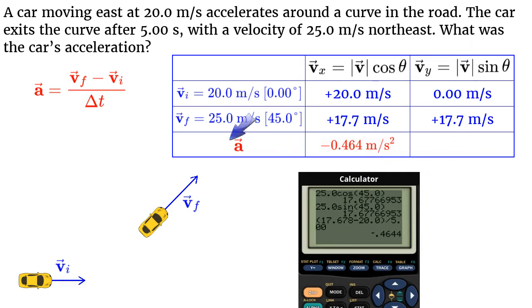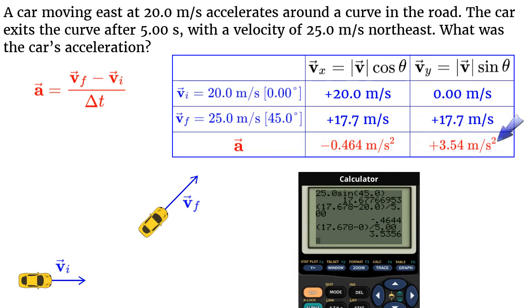So same formula, different numbers. The final velocity is 17.7. The initial velocity this time is going to be 0 for y, and the time is going to be 5.00 seconds. And that's going to give us a y acceleration of positive 3.54 meters per second squared. So these two numbers represent the acceleration expressed in Cartesian form.